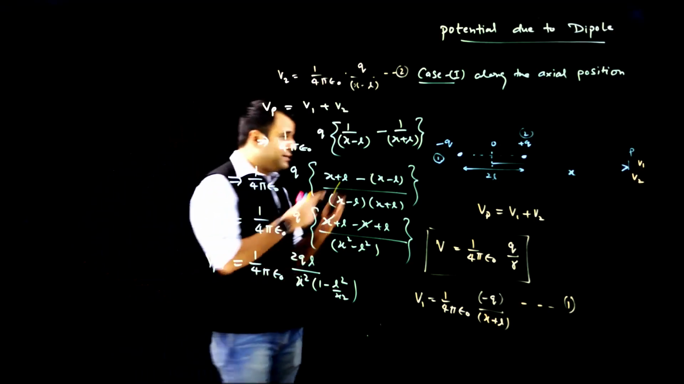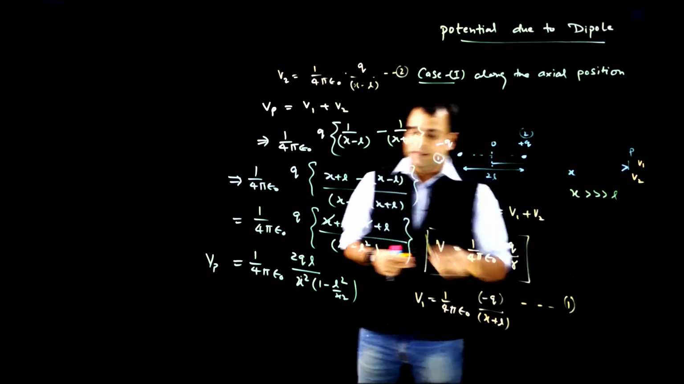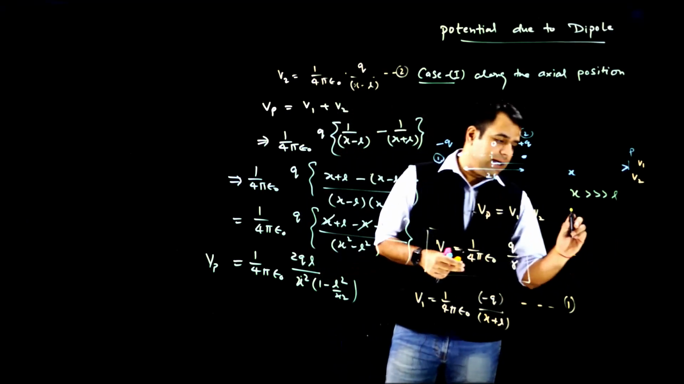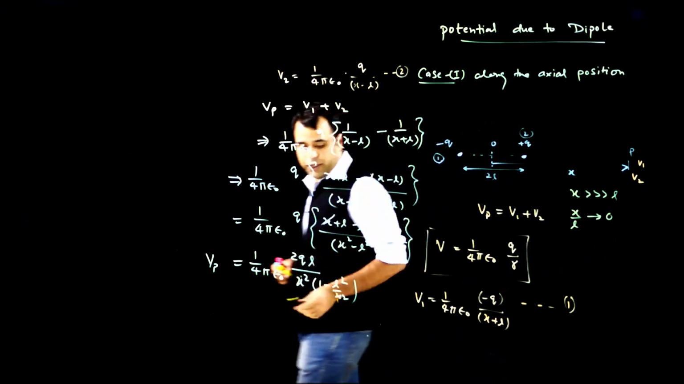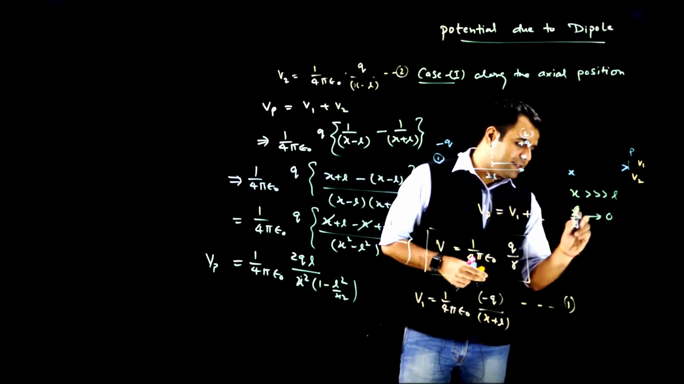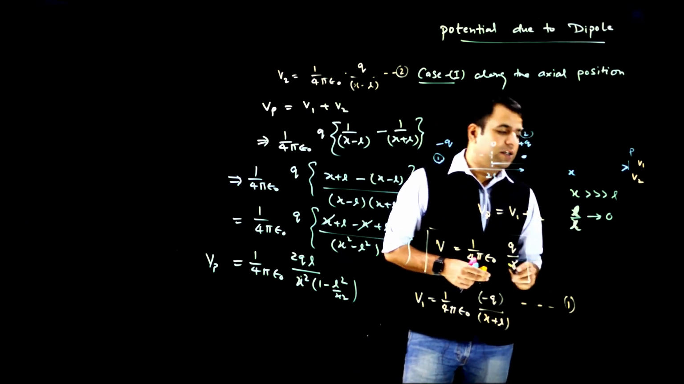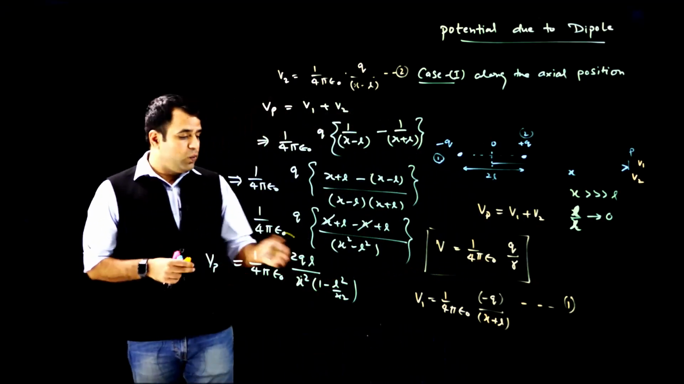Now see, in this case, this x is quite large compared to L. Since x is quite large compared to L, at any point of time, L by x we can assume is tending towards 0. So here this L upon x whole square, we can assume this is 0.